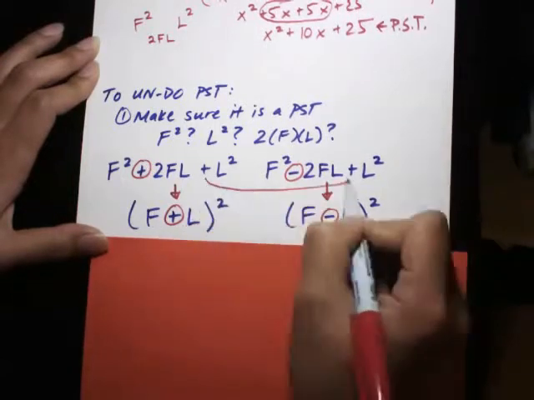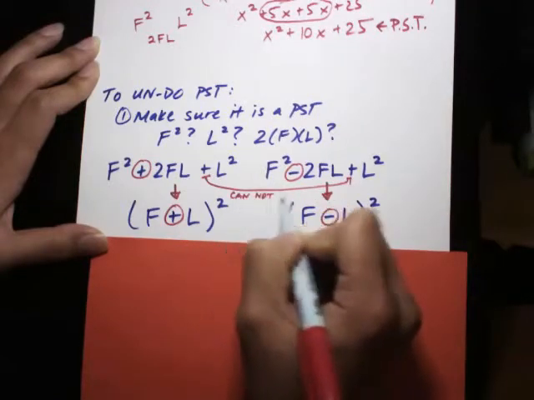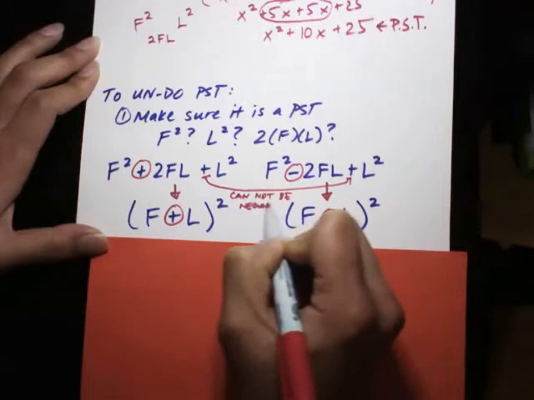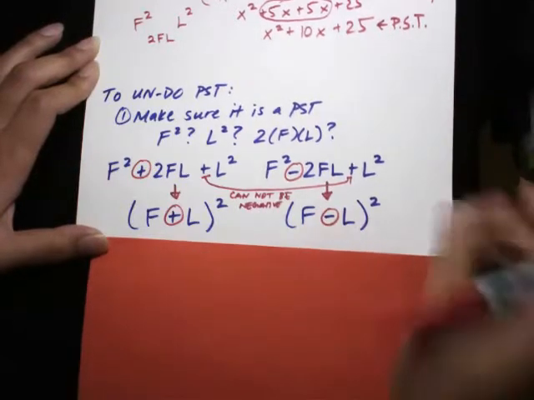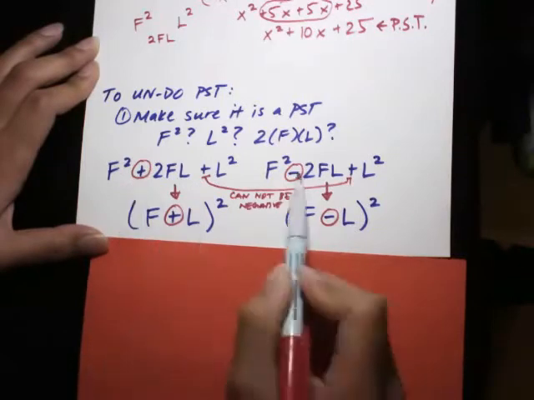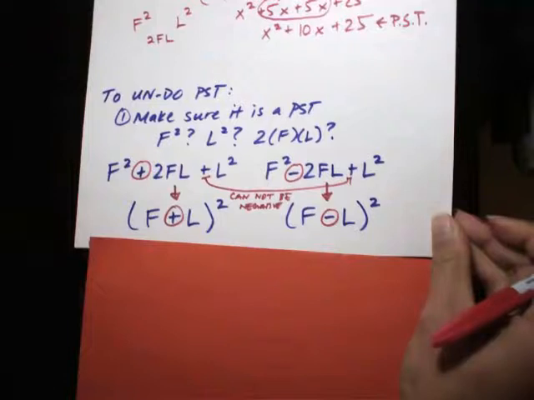So these two cannot be negative. Just keep that in mind. Really what you're looking for is to make sure it's a positive, and then your first sign will tell you the sign in your factored form. Okay, so let's start off with an example.